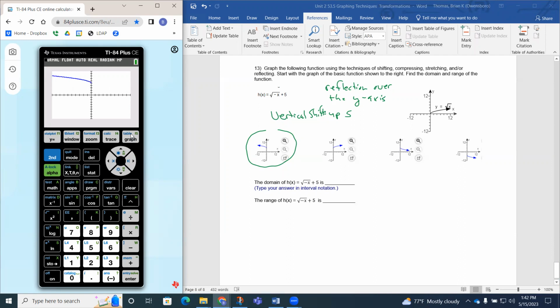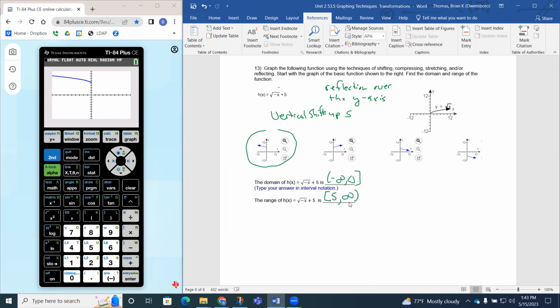Now, as far as domain goes, since we do have a radical involved, there's a domain restriction, but notice how, because of the reflection, the graph doesn't have a left bound, so it goes to negative infinity, but the right bound is going to be 0. It stops at 0. As far as the range goes, notice that the graph is above 5, so it does have a lower bound, which is the 5, and then it keeps going up to infinity.